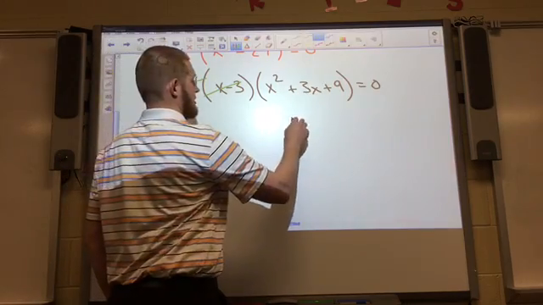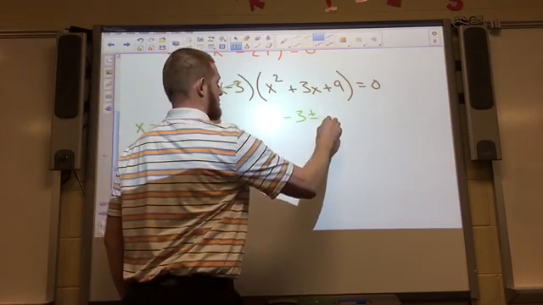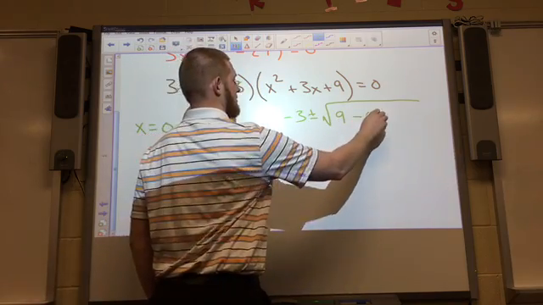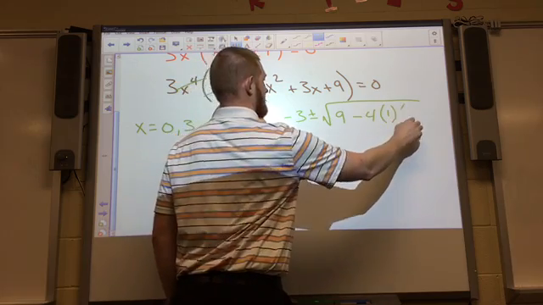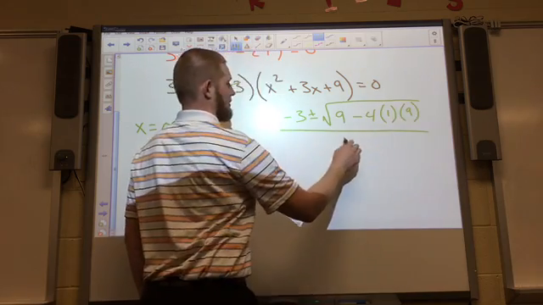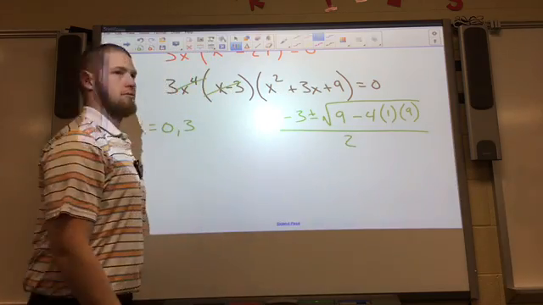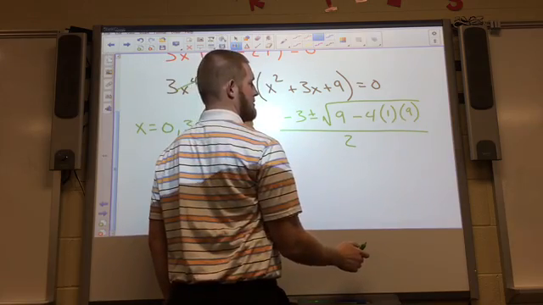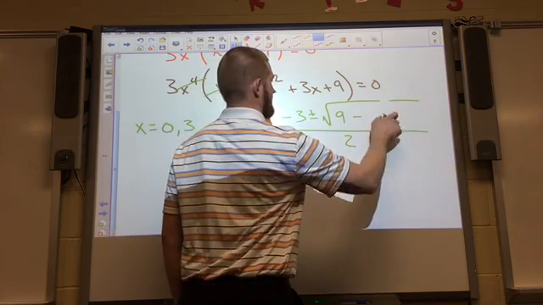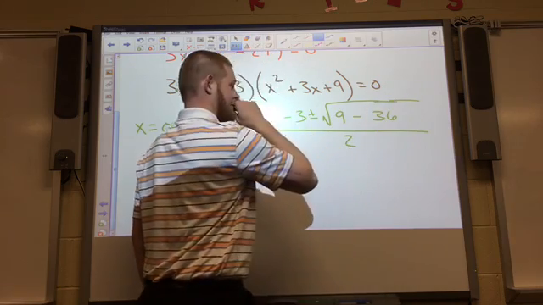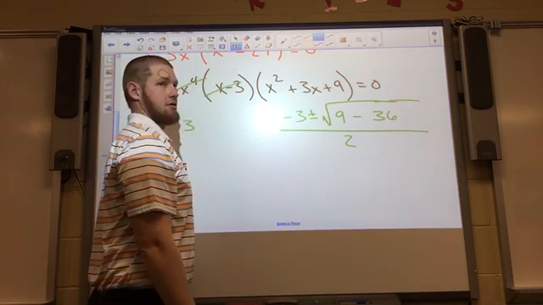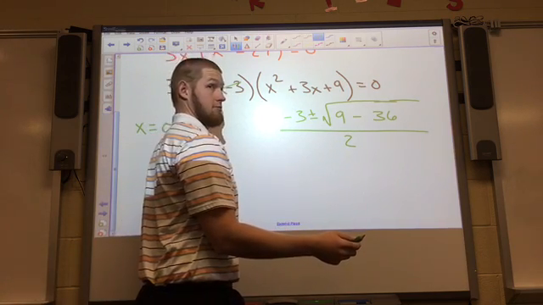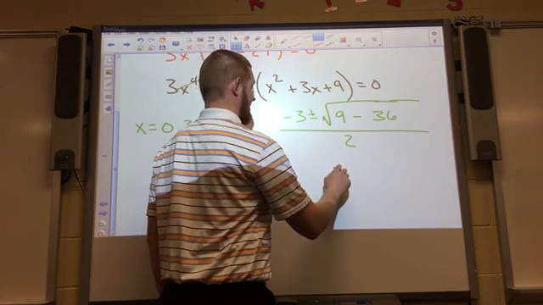Okay, so you're going to do negative b plus or minus square root of b squared, which is 9, minus 4 times a times c, all over 2 times 1, which is 2. Okay. Well, 4 times 9 is 36. So I'm just going to fill this in with a negative 36. 9 minus 36 is? Negative 27.